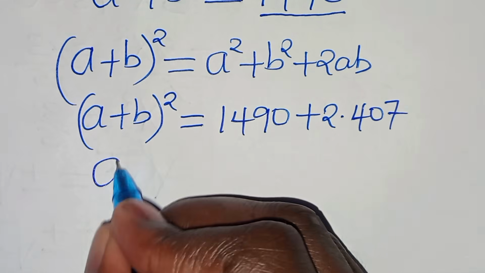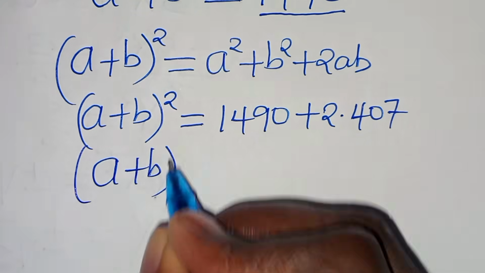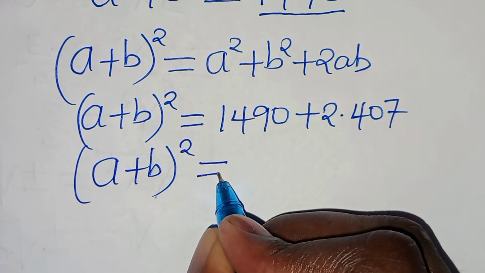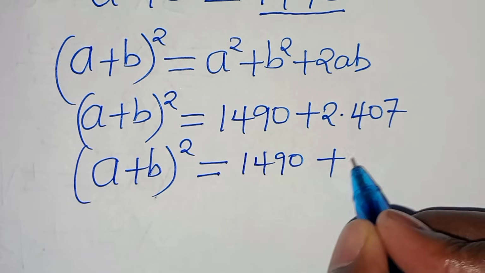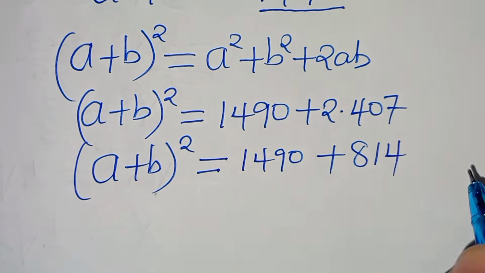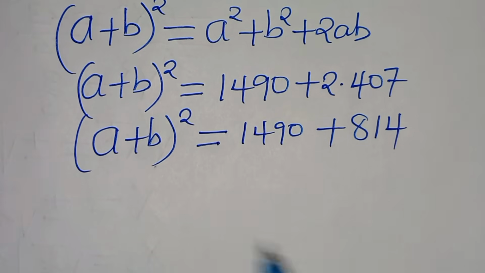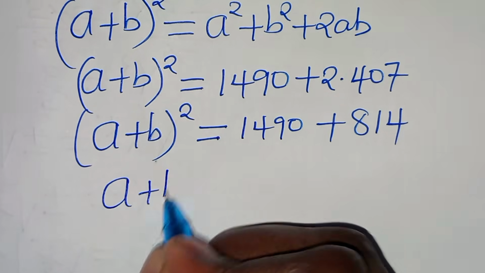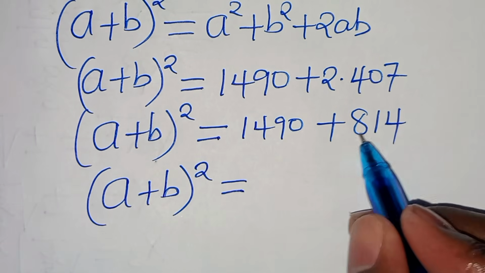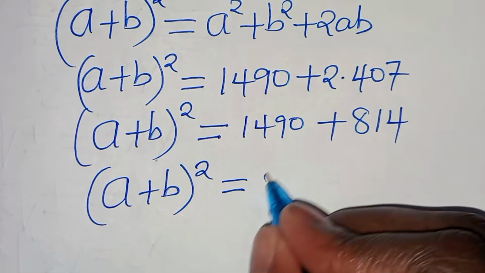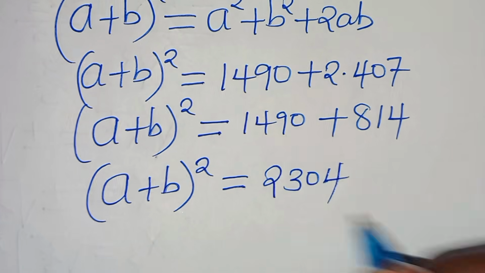So that's (a + b) raised to the power of 2. This is equal to 1490 plus 407 times 2, which is 814. So we have (a + b) raised to the power of 2 equal to 1490 plus 814, and this is equal to 2304.